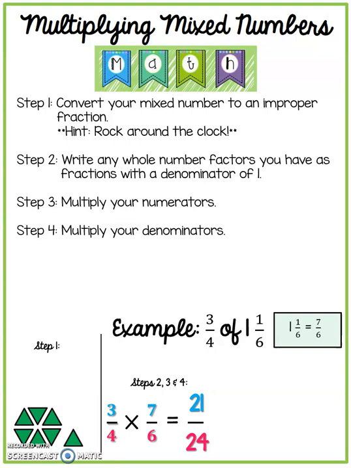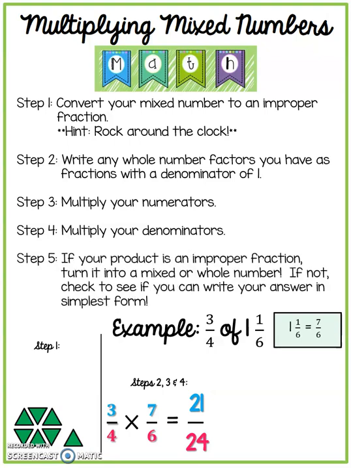Just like with any other multiplication question, we finally need to look at our product. If it's an improper fraction, we should turn it into a mixed number or a whole number. If it's not, we need to look and see if we can write our answer in simplest form. I know that 21/24 is not an improper fraction because my numerator of 21 is less than my denominator of 24.